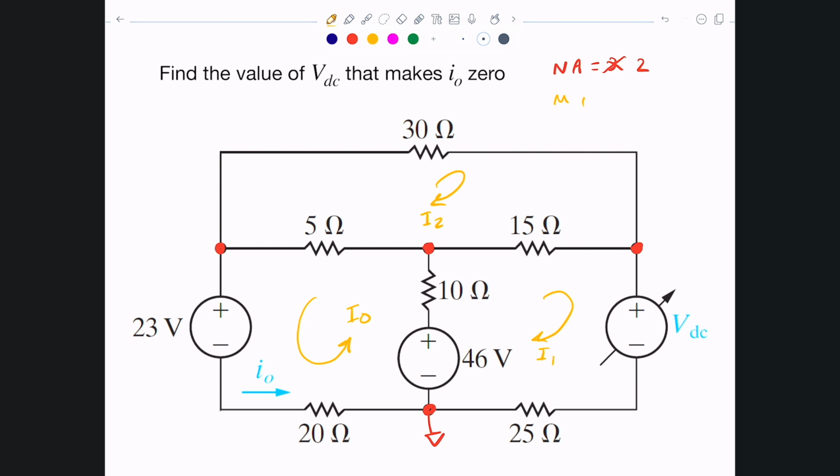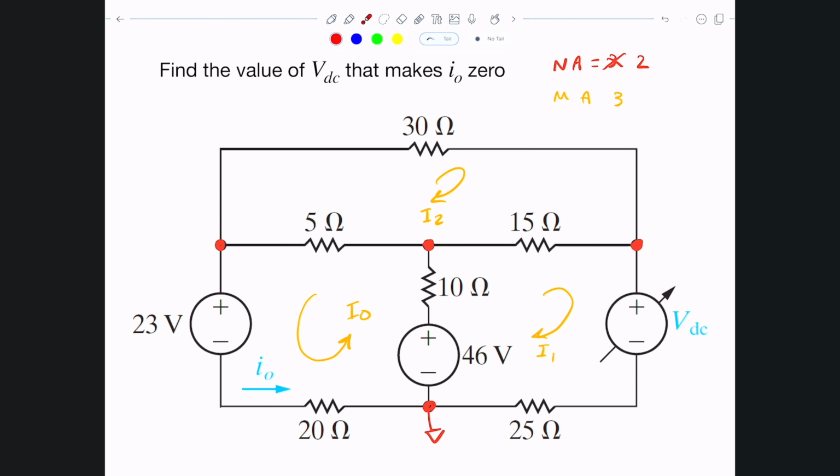For mesh analysis, I'll probably have to write 3 equations. I have 3 meshes. Yes, I do know the current in this mesh in here, but I'll end up with a voltage that is missing, so I'll have to come up with a different equation to write it. So at the end of the day, I will have to write 3 mesh analysis equations. So probably I would go with nodal analysis to solve the circuit, but because this example is part of mesh analysis, I'll do it with mesh analysis.